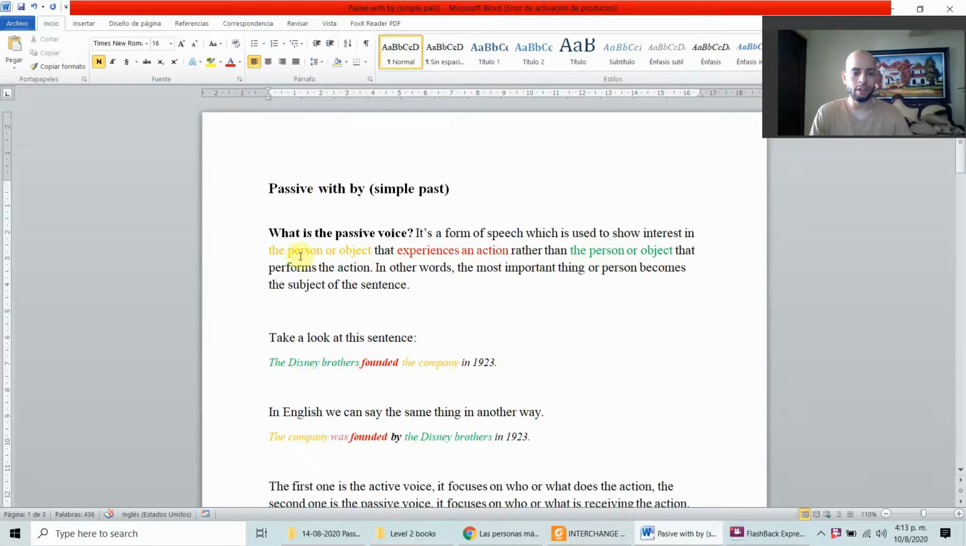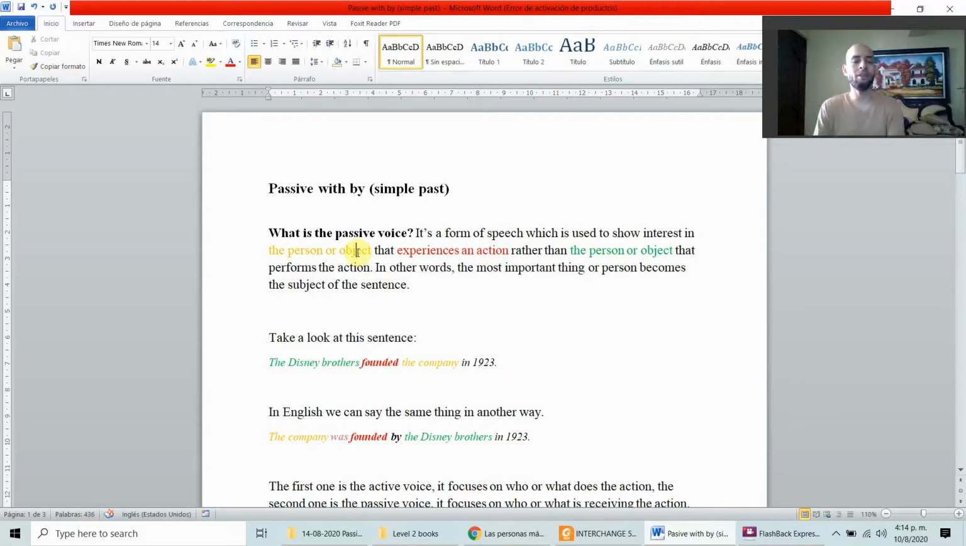So before we start, we're going to explain what the passive voice is. Well, the passive voice is a form of speech which is used to show interest in the person or object that experiences an action, rather than the person or object that performs the action. In other words, the most important thing or person becomes the subject of the sentence.